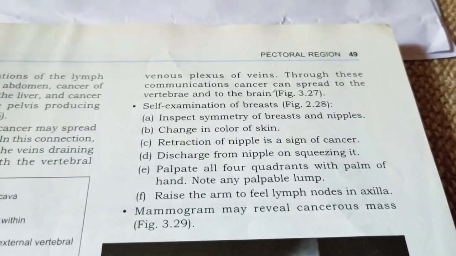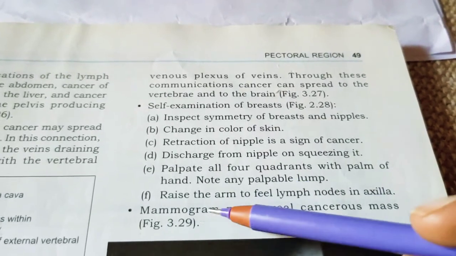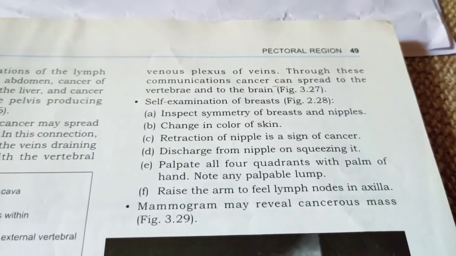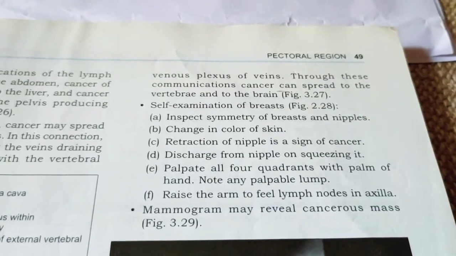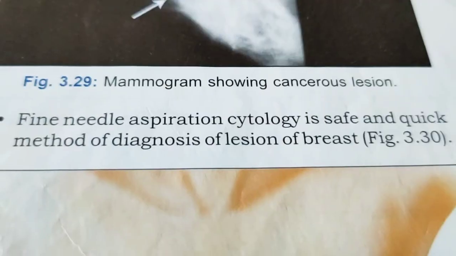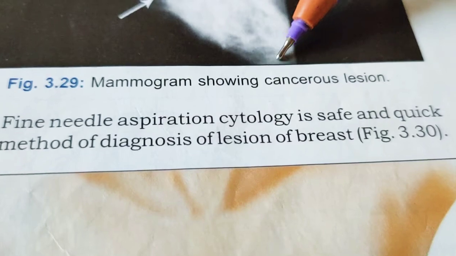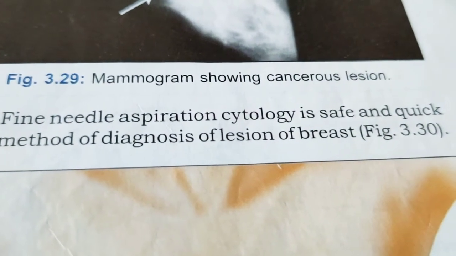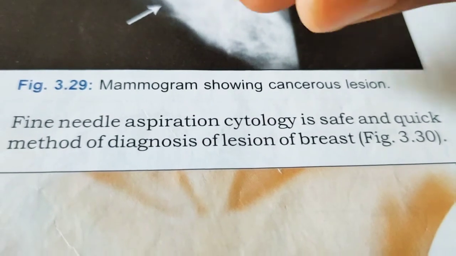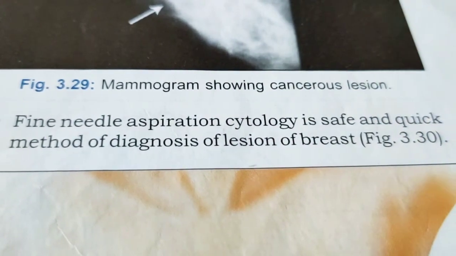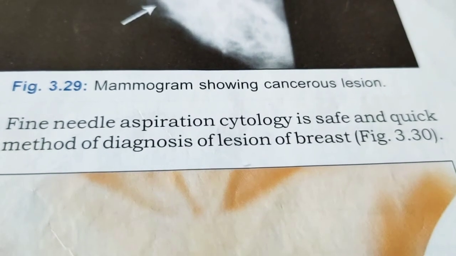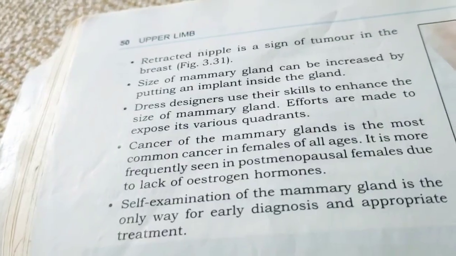Mammogram may also reveal the cancerous mass. So it's better to do a mammogram if you have any of the symptoms, find it immediately, and treat it completely. So you can see here, fine needle aspiration cytology is also a safe and quick method of diagnosis of lesions of breast. So if you have any signs, then you can do this fine needle aspiration. They will put a needle into the skin so that if there is any lesion, we can easily find it out. So this is the final part here.